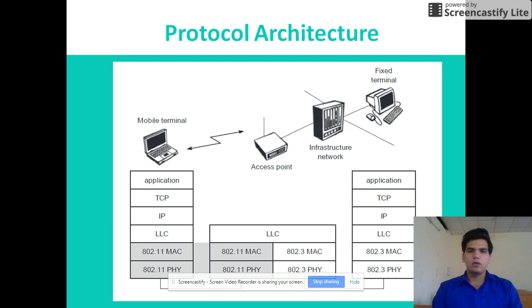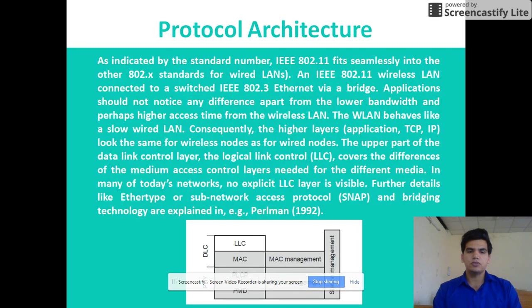Now, let's move to protocol architecture. As you can see, we have a mobile terminal which is connected to an access point, then the infrastructure network, and then a fixed terminal. The protocol architecture of the 802.11 standard is basically based on the physical and medium access layers, and these layers are further divided into sublayers. As you can see in the figure, we have PMD, PLCP, and MAC. On top of MAC, we have LLC, that is the Logical Link Control layer. MAC and LLC are grouped together to form the DLC, that is the Data Link Control layer.